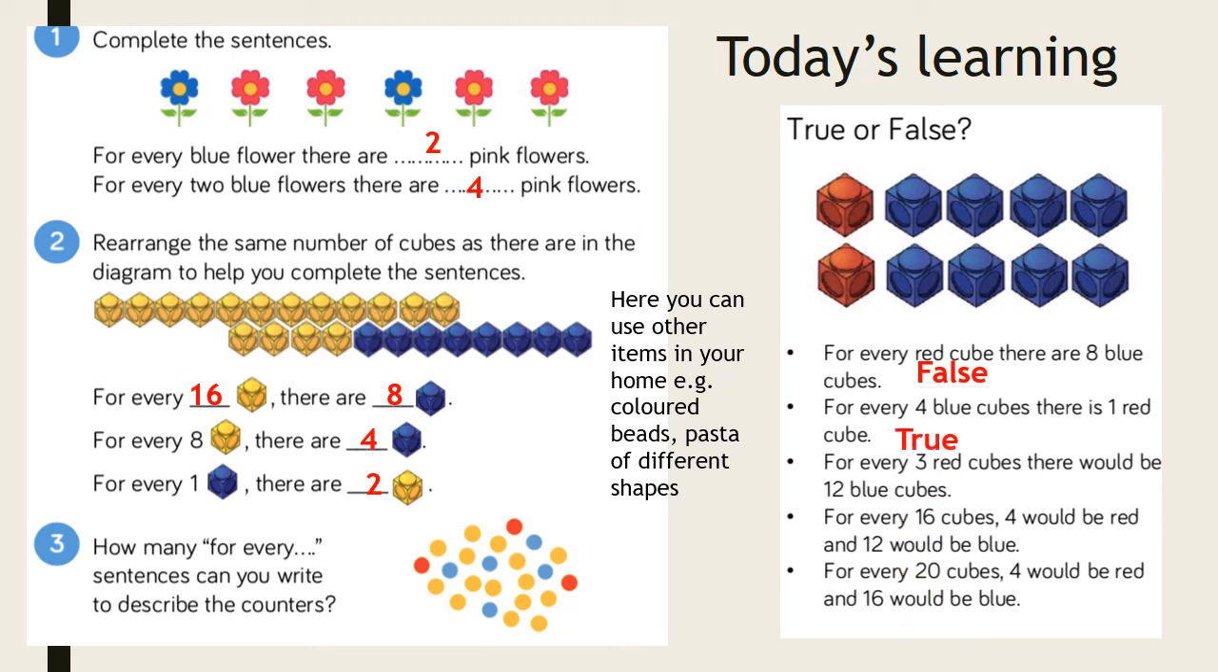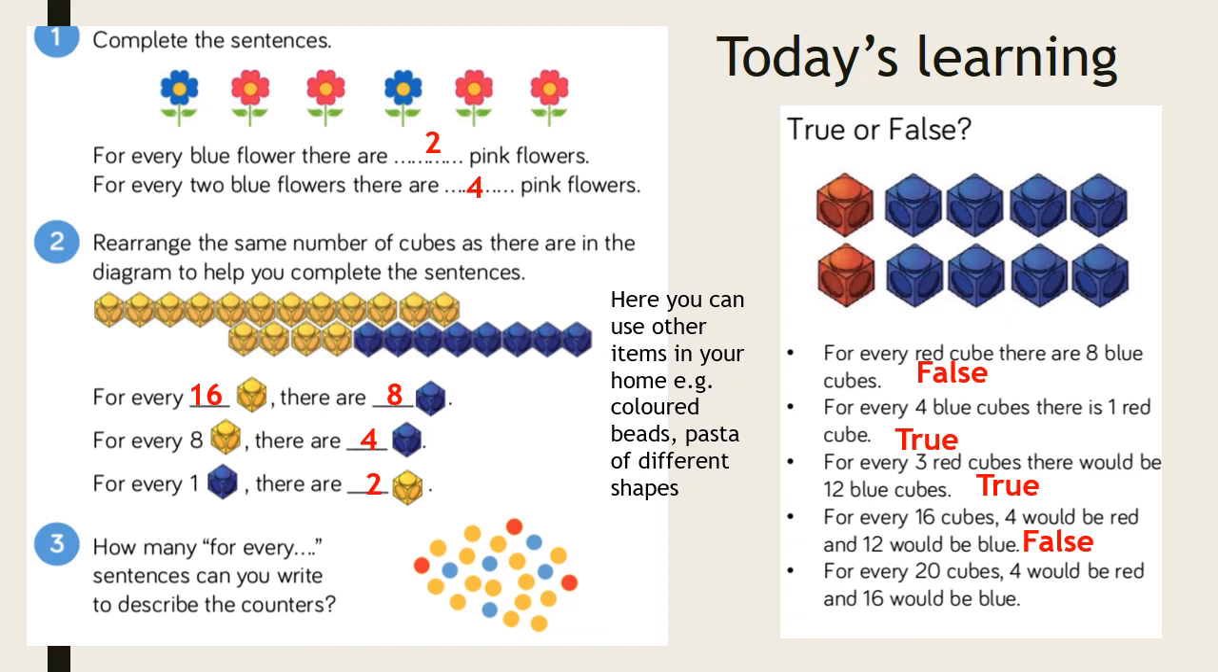For every 4 blue cubes, there is 1 red cube. We know that's true. We can see that. We could circle. We'd make 2 groups out of those. They'd both have 4 blue cubes and 1 red cube. For every 3 red cubes, there would be 12 blue cubes. That is true. If we were to add in another group, we would have 12 blue cubes and we would have 3 red cubes.